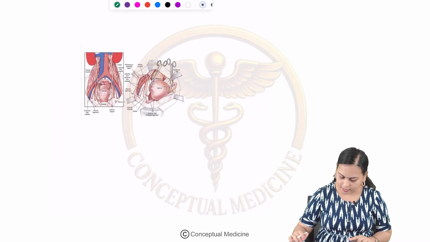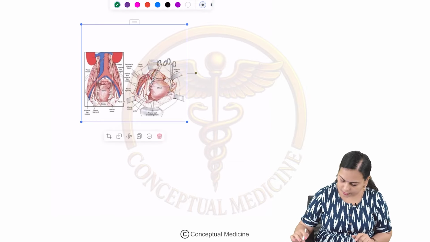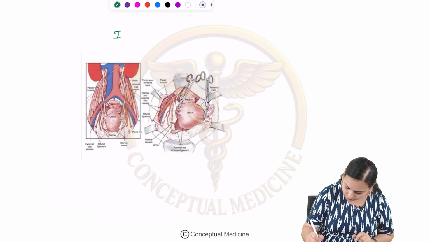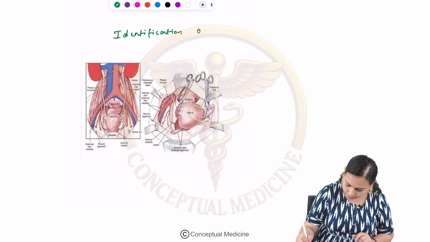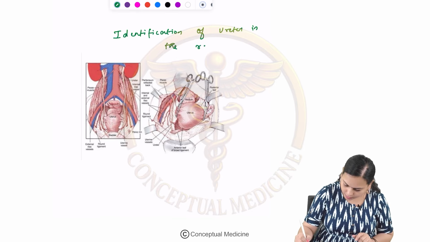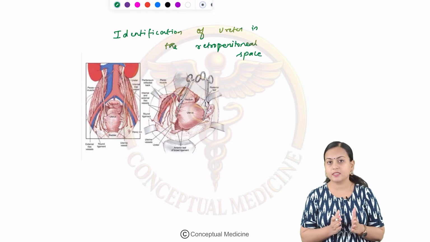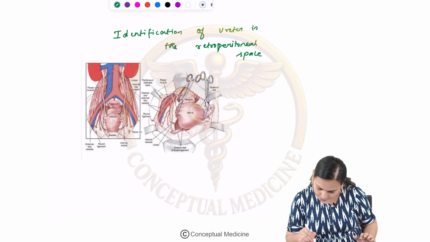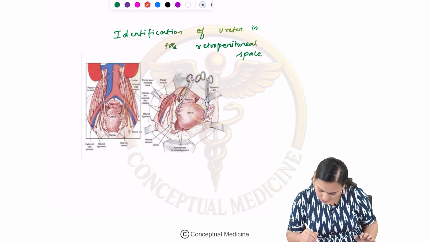And the next step is where we are going to do identification of ureter in the retroperitoneal space, especially in the medial half of the broad ligament. You are able to see this, right? So this is how the ureter is going to run. So this is the ureter.